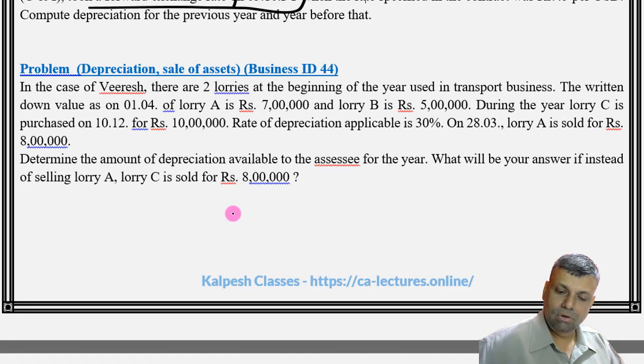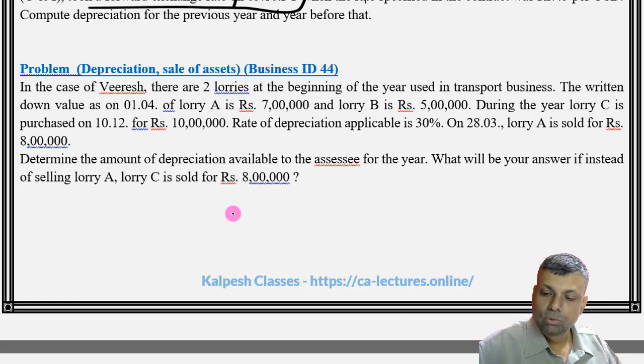Let's go to the next question. Question ID number 44. In case of Viresh, there are 2 lorries at the beginning of the year used in the transport business. The WDV as on 1/4 of lorry A is 7 lakhs and lorry B is 5 lakhs. During the year, lorry C is purchased on 10/12 for 10 lakhs. The rate of depreciation applicable is 30%. On 28/3, lorry A is sold for rupees 8 lakhs. Determine the amount of depreciation available to the assessee for the year. What will be your answer if instead of selling lorry A, lorry C has been sold for rupees 8 lakhs?